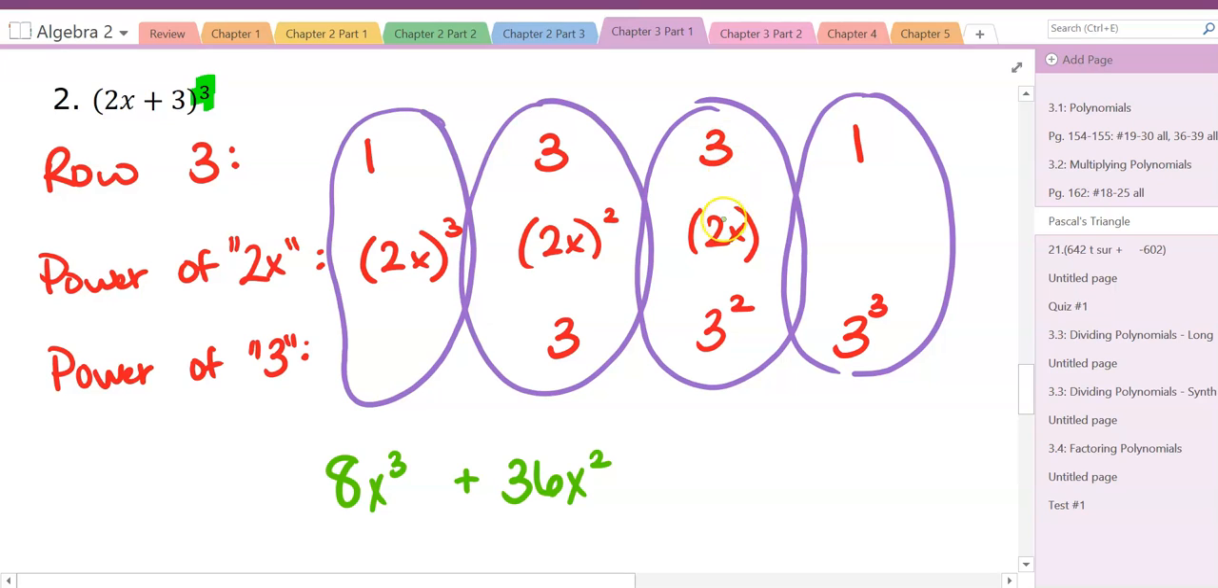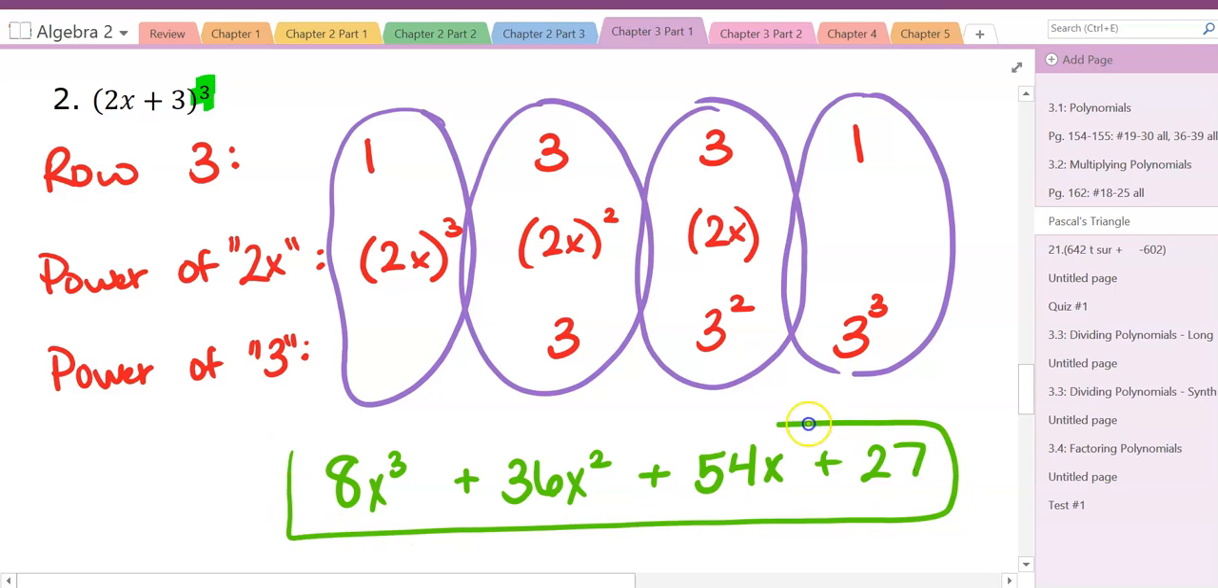Next one, you have 3 times 2 times 3 squared. Let's start with 3 squared. What's that? 9. What's 9 times... let's do 9 times 3. What's 9 times 3? 27. What's 27 times 2? Close. 54. And then you're going to have x. Last is 3 to the third power. 3 times 3 times 3, which is going to be 27. And that's your answer there.